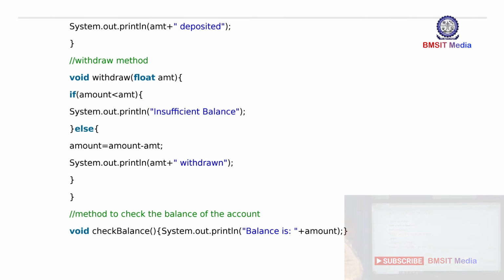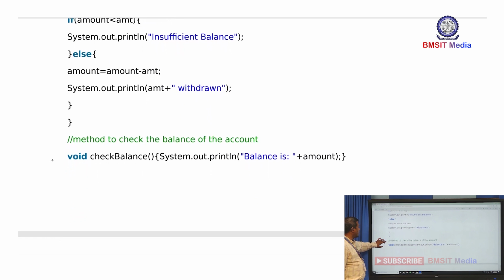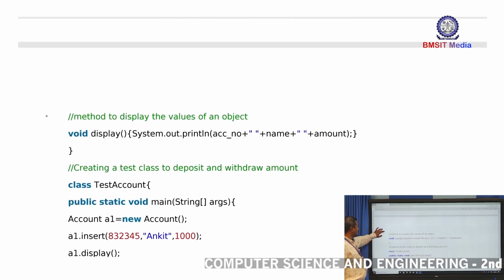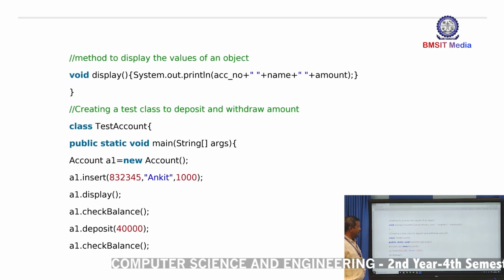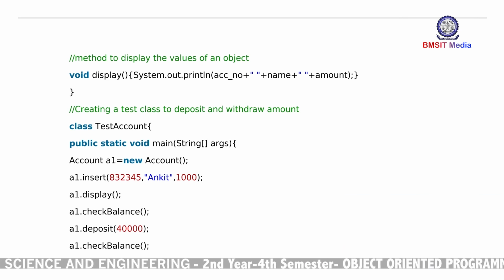So this is one more example. We have one more method called check balance. I want to check the balance inside the account, so for that we have a check balance method, which prints the balance amount available inside the account. We also have a display method, which displays the account number, name and amount. Three fields it displays.